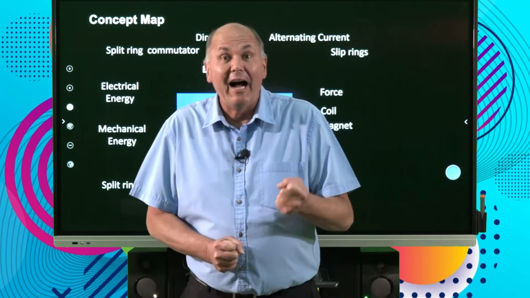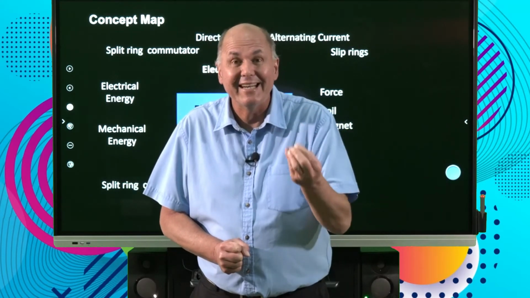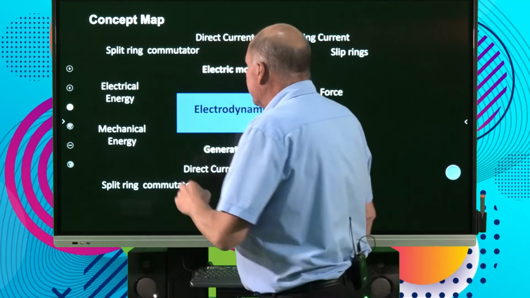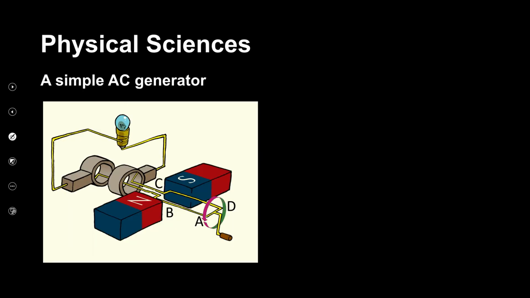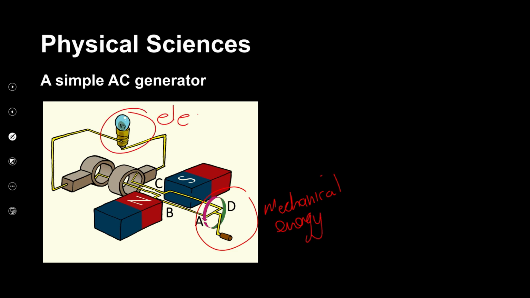Let's get going with our investigation into alternating current. So what we've discovered so far is that when we use a generator, it produces alternating currents, and that will always have slip rings. Now that's an important feature. What you need to recognize is that when you're using an AC generator, you're using mechanical energy over here. And the mechanical energy is being transferred into some form of electrical energy.